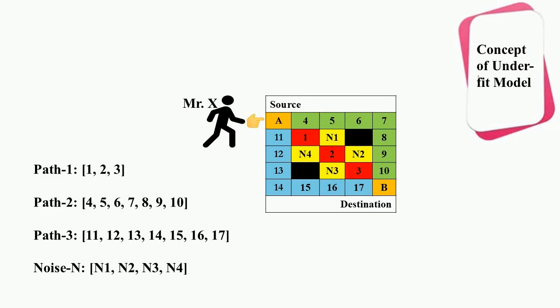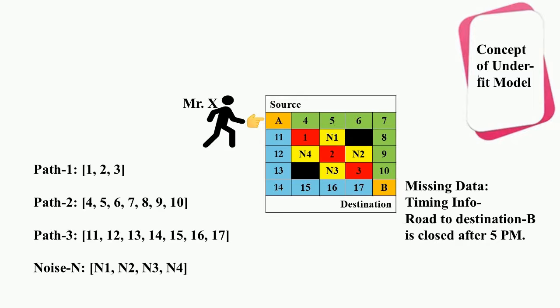Now, let's understand the concept of an underfit model. Say Mr. X is trained on all three paths, that is path 1, path 2, and path 3, and along with noise as N1, N2, N3, and N4. However, there is one missing piece of information or data: the road to destination B is closed after 5 p.m. In that way, Mr. X fails to reach his destination due to training with missing data information. This is the case of an underfit model.